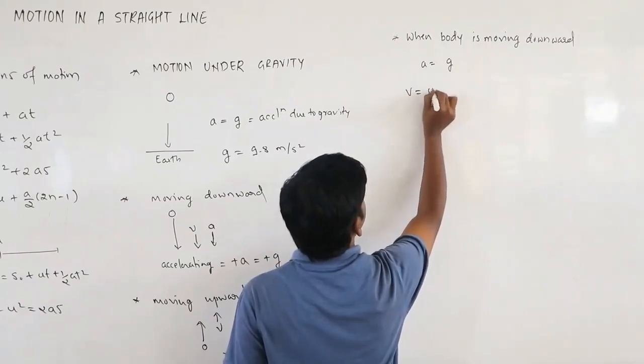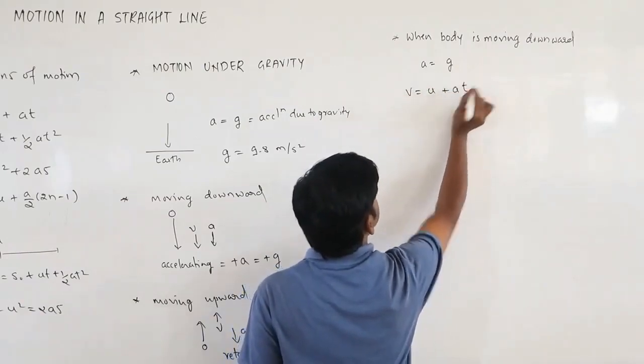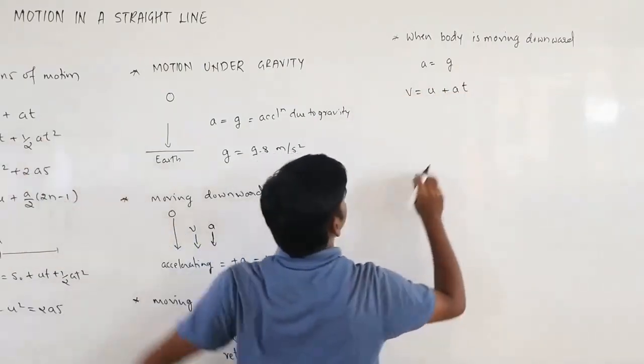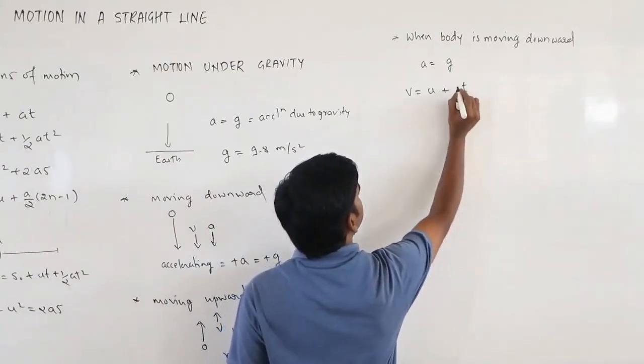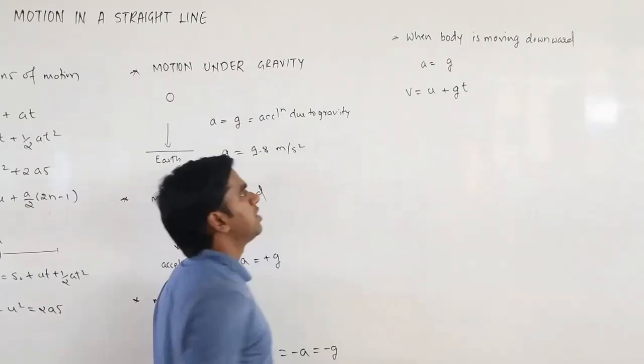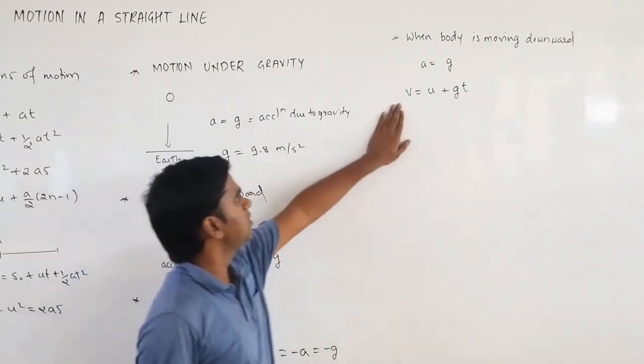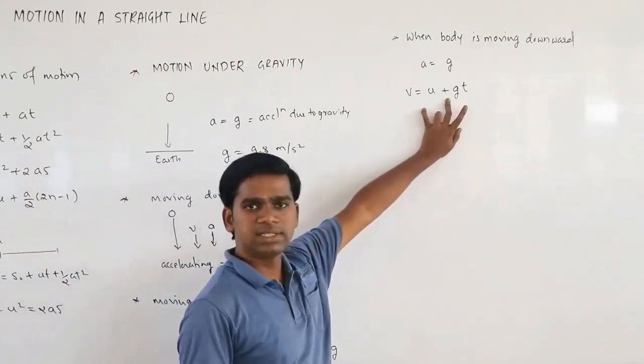So what is the first equation? v equals u plus at is there. So what you have to change? You have to replace a by g. So the first equation is v equals u plus gt.